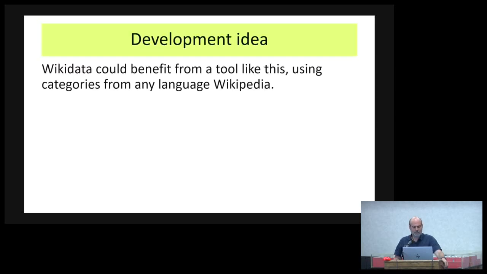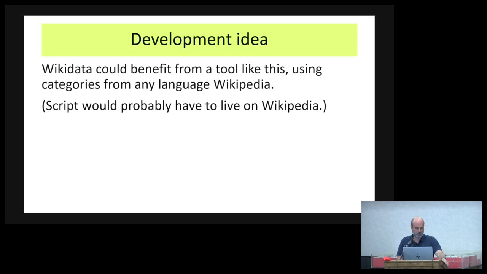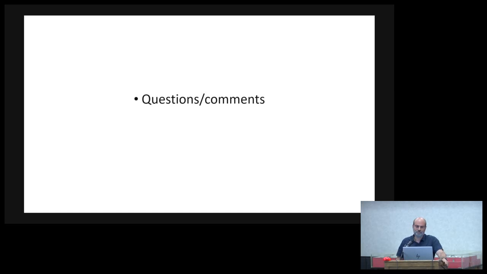By the way, a random development idea: Wikidata could benefit from a tool like this. If you are looking at some category on Wikipedia, 15th century Italian philosophers or something, and you want to make sure that all three of those pieces of data get added to every person who's in that category, then there could be a tool like this one for that. The script would probably have to live on Wikipedia. That's it. Thank you.